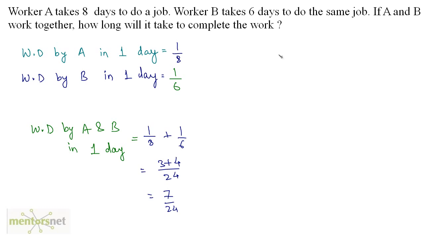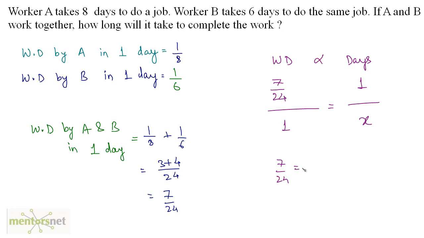So let us write the work done and days taken, which are proportional to each other. We have 1 day's work as 7 by 24 if they work together. So in how many days will they complete the work? The complete work done is considered as 1, and this is directly proportional, so we can divide and equate. So 7 by 24 is equal to 1 by x. Therefore x is equal to 24 by 7. And that's the amount of time it is going to take if A and B work together to complete the job.